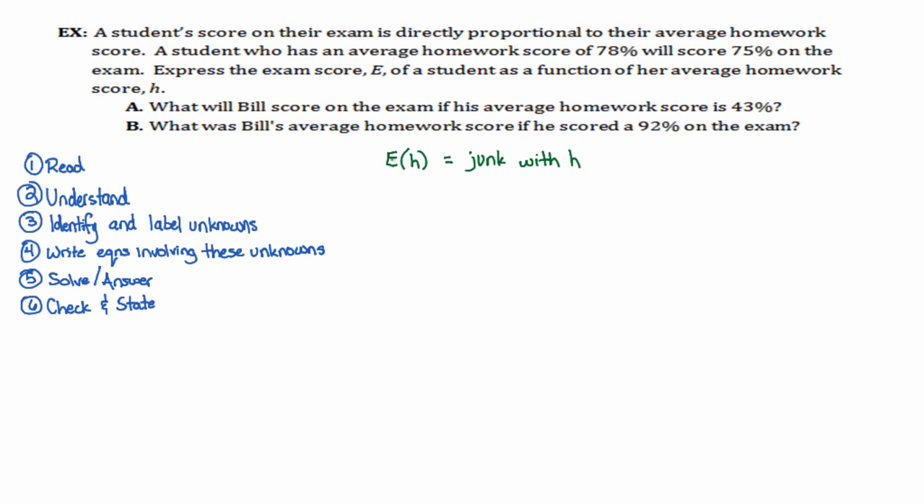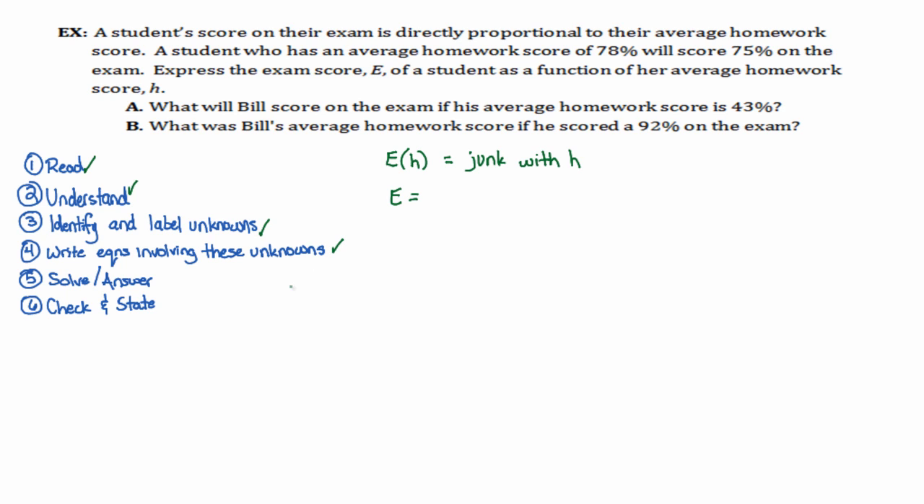You could probably see that E is a function of H, which means exam score is a function of homework score. Often, when I'm doing a variation problem, I don't write that of H business. I just write E is equal to. And then I'll use the fact that, so I've read, I understand what's going on, I'll use the fact that they've given me letters for the unknowns. E is for the exam score and H is for the homework score.